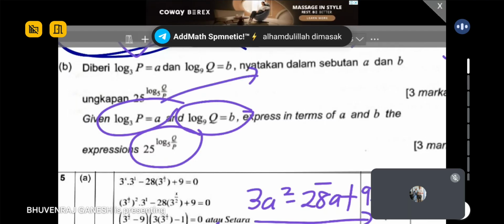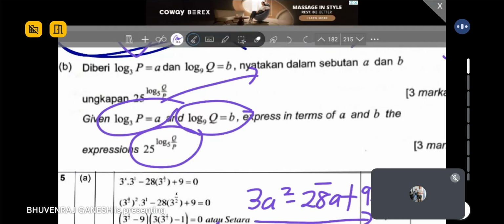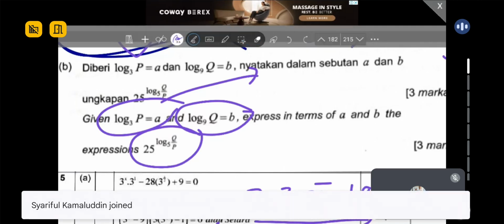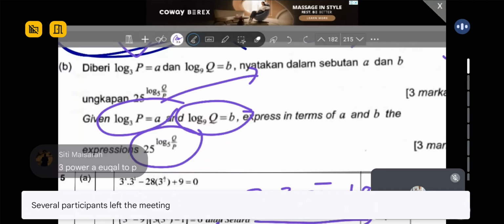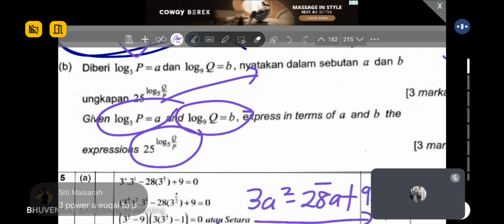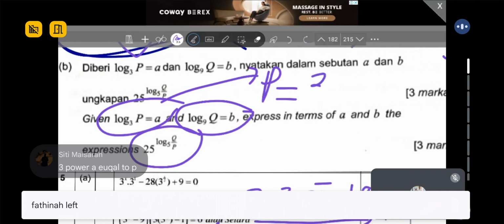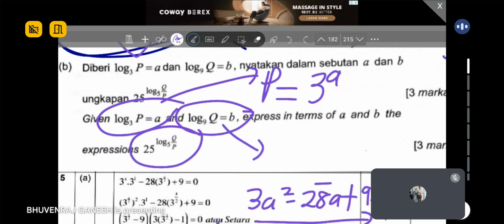So yang pertama, how do we convert log form to index form? Cuba bagi tahu saya jawapan dia guys. Dalam bentuk index. Bagi info pertama. Index form. What is your answer? Log 3p equal to A. Yes. So P is equal to 3 power A. Yang ni pula, this one, what is your answer? Selepas convert.